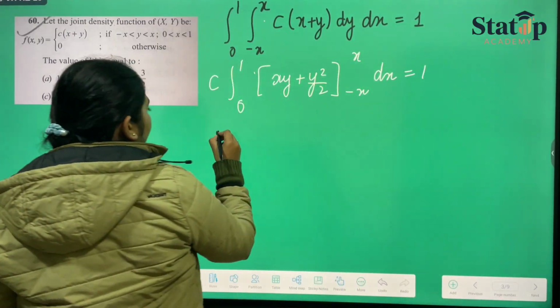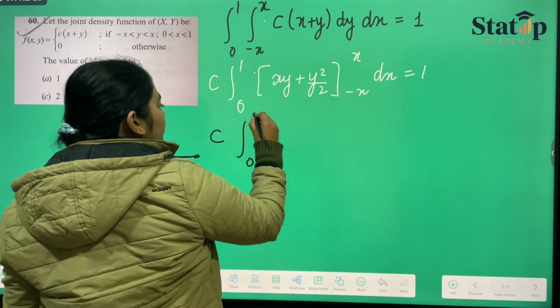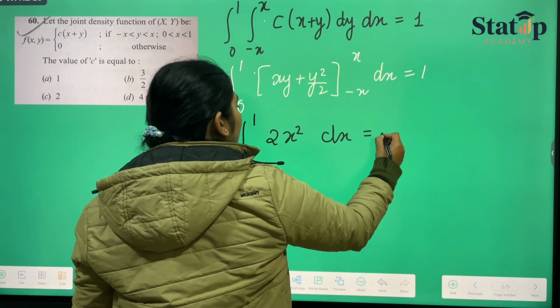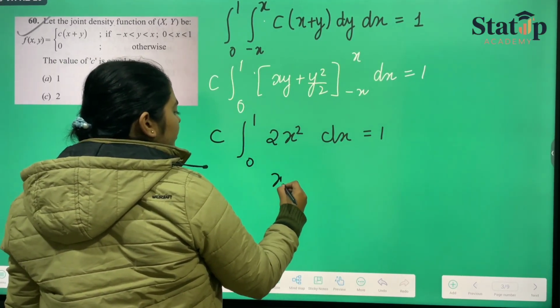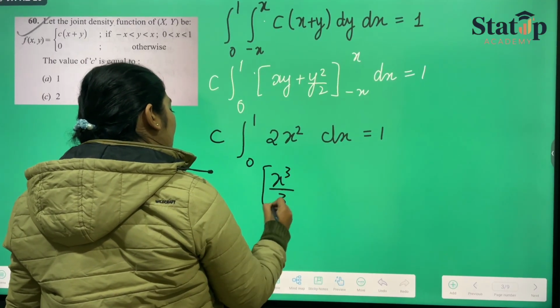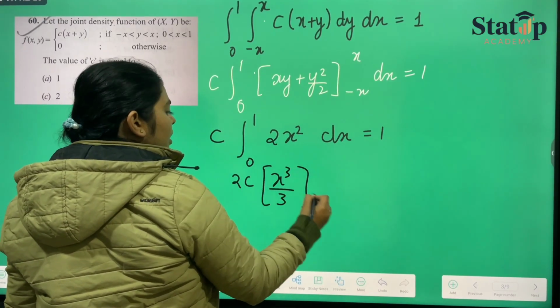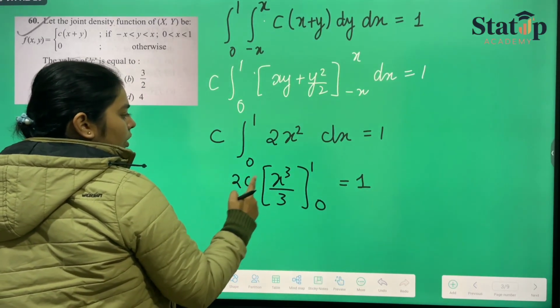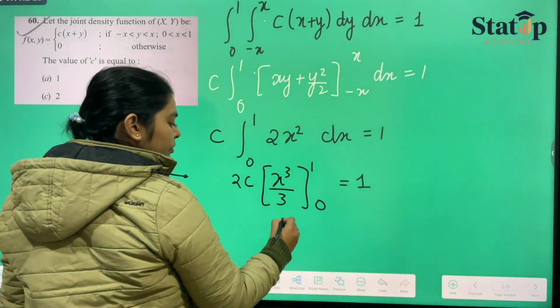So I'm writing it here, c into integration 0 to 1, 2x square dx should be equal to 1. x square on integrating will be x cube by 3, and 2c comes outside, with the limit 0 and 1 should be equal to 1. So if we put the limit 1 and 0, it will be 1 upon 3 only.